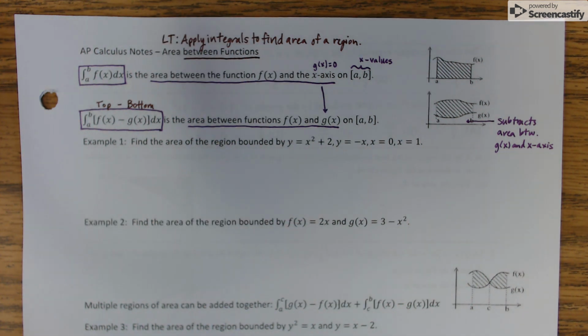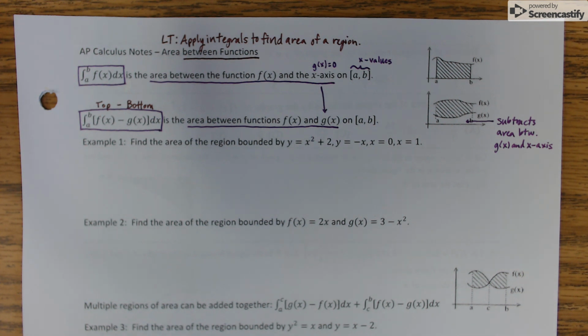Let's take a look at setting up our first example, and you'll notice right away we're not given a graph to look at. Sometimes we are and sometimes we're not, and when we're not, we have to set up our own sketch of a graph so we can get a visual of which is the top and bottom function.